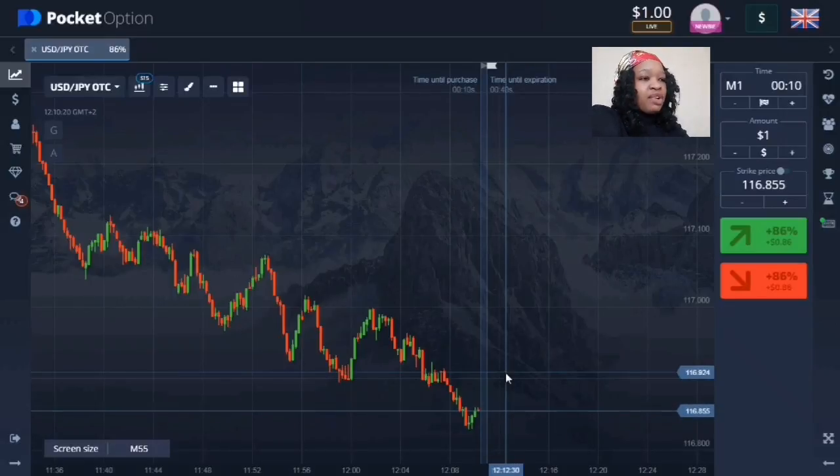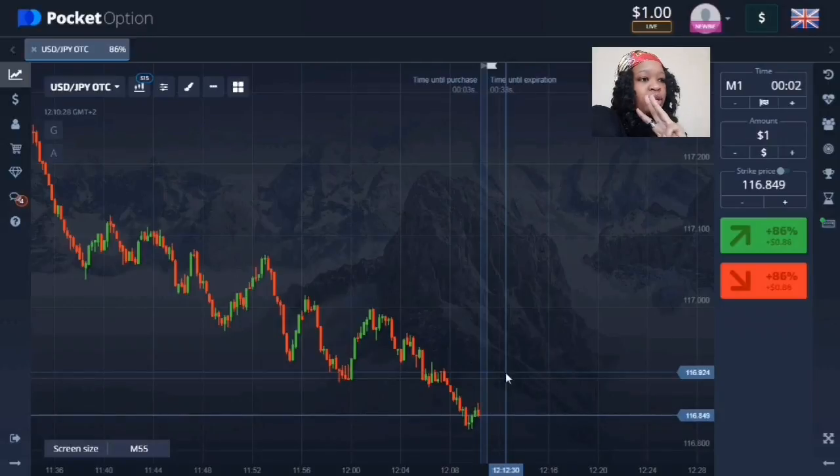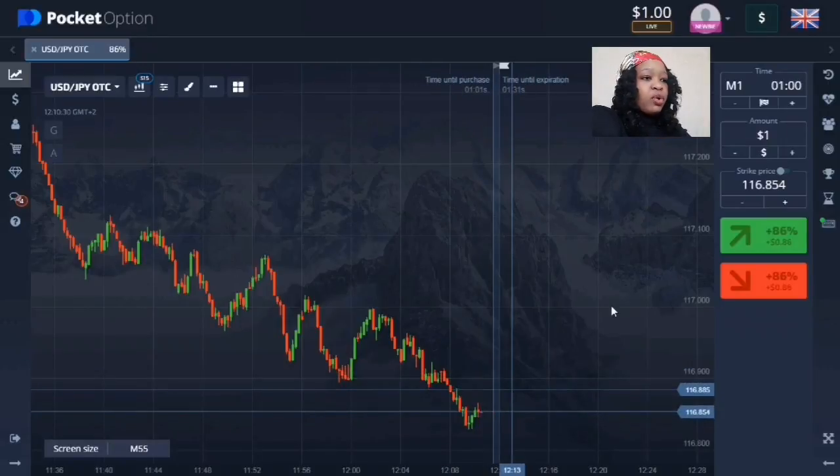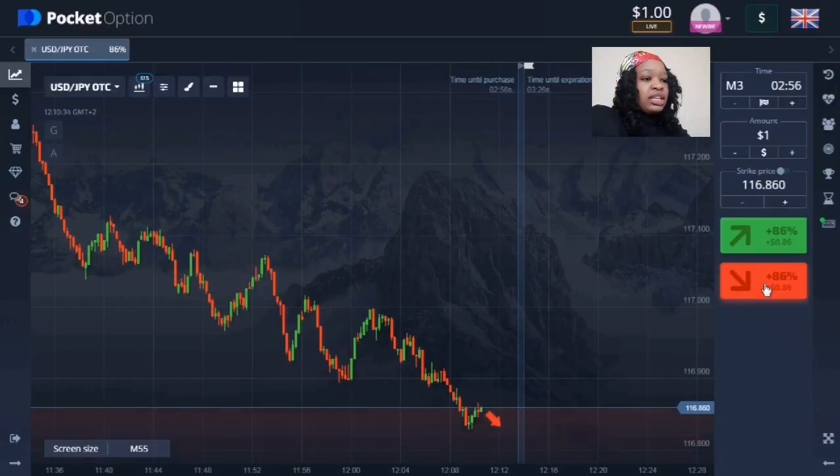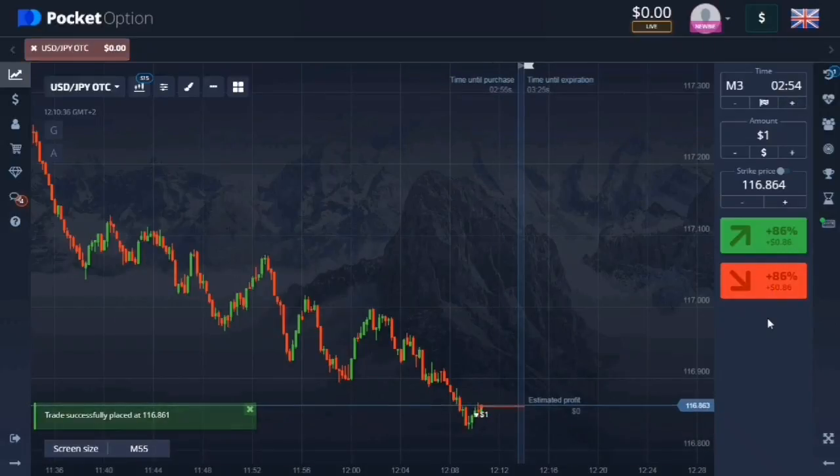Here we can see a very good downtrend, and there is still room to the support level. It's much lower, and in this situation we will enter a trade for 3 minutes down, because I think the trend will continue its downward movement. So let's wait and check it.